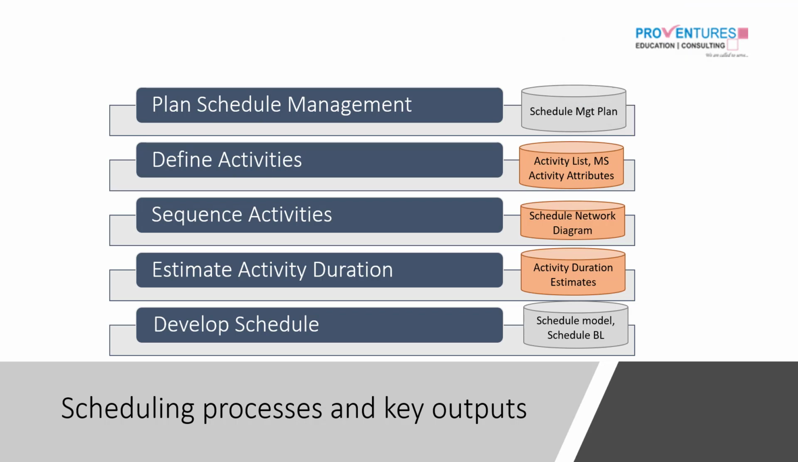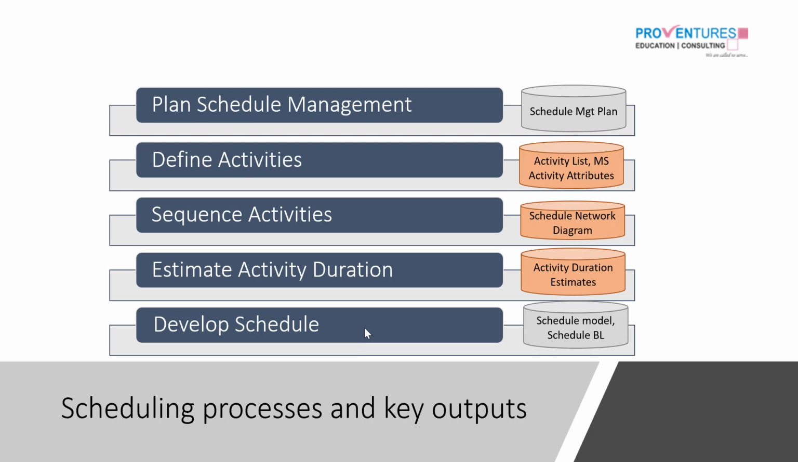These are the 5 processes, and the primary output from each process is shown on the right side. Plan schedule management develops the schedule management plan, then define activities creates the activity lists, milestones, and the various attributes for each activity are planned. The sequence activities establishes the precedence and successor relationships to build the schedule network diagram. As part of duration estimation, we estimate activity duration or work periods, and then finally, all these attributes are put together to build an integrated project schedule.